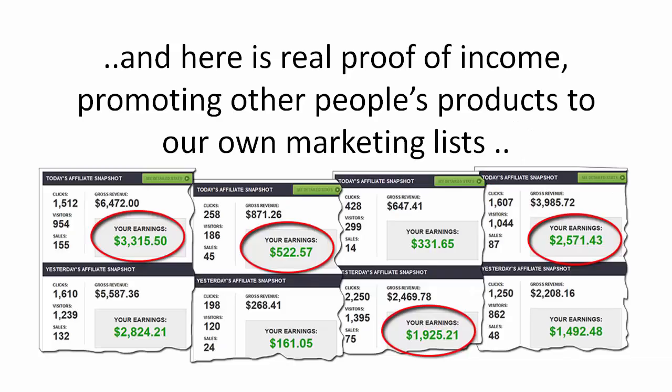And here are a few screenshots of real income we've made by promoting other people's products to our own marketing lists. You know, $3,000, $500, $1,900, $2,500, and all of these numbers you see here are in a single day. So these are just one-day sales. So you can see the power of having your own marketing lists.